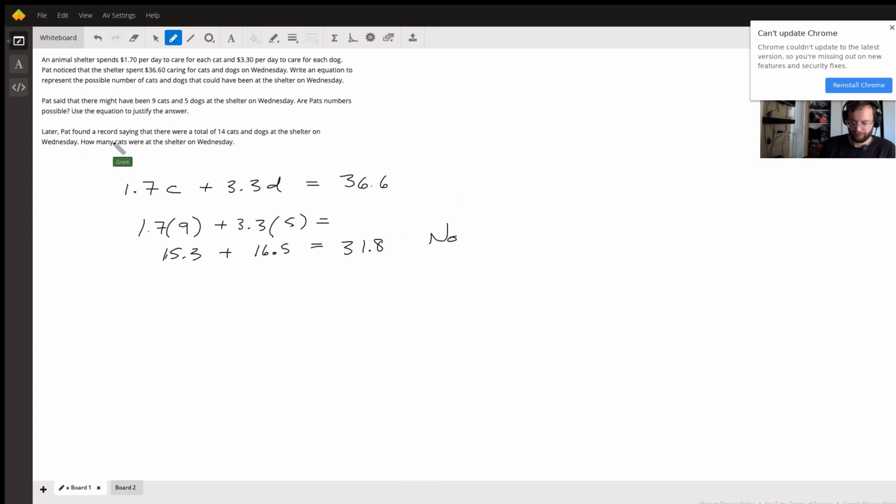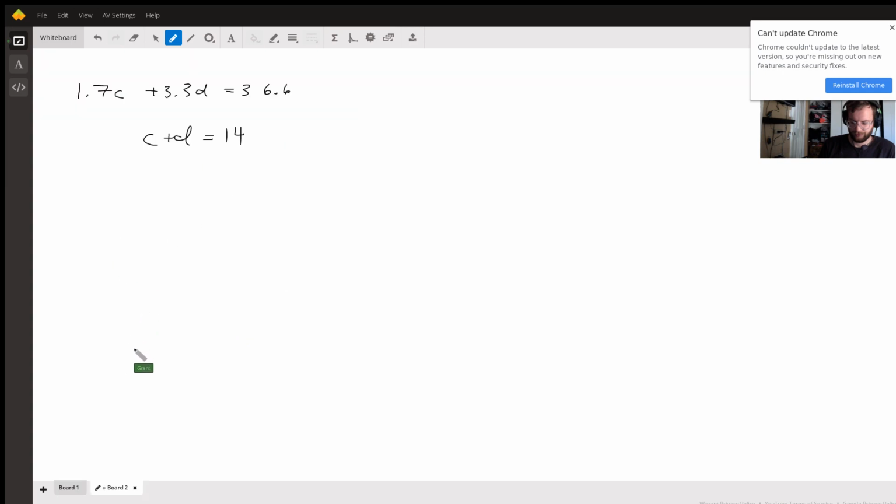So later it says Pat found the record saying that there was a total of 14 cats and dogs at the shelter on Wednesday. So how many cats were in the shelter on Wednesday? So now the problem has given us a second equation. It says that there was a total number, so cats plus dogs is equal to 14. So this is our second equation. Basically, it says cats and dogs has to equal 14. There's 14 animals on Wednesday.